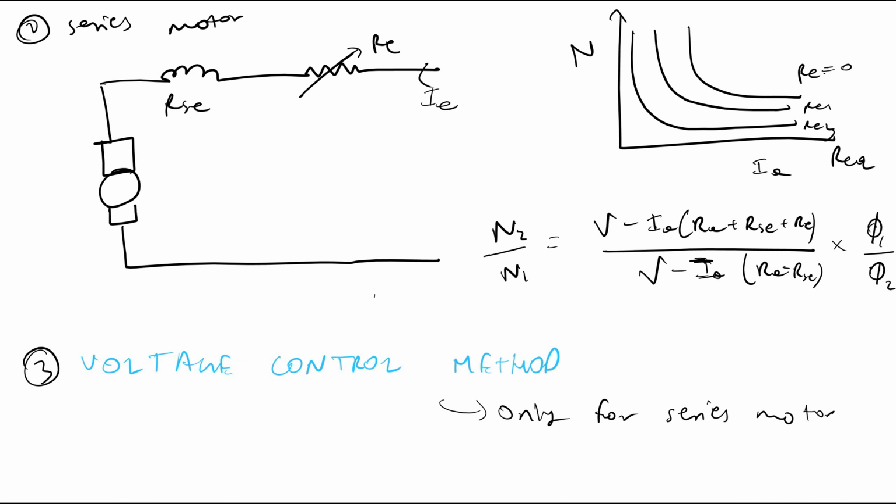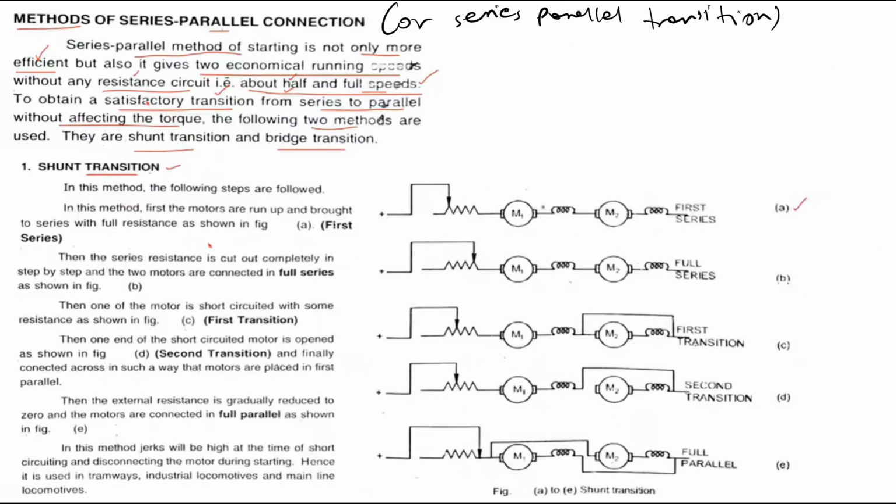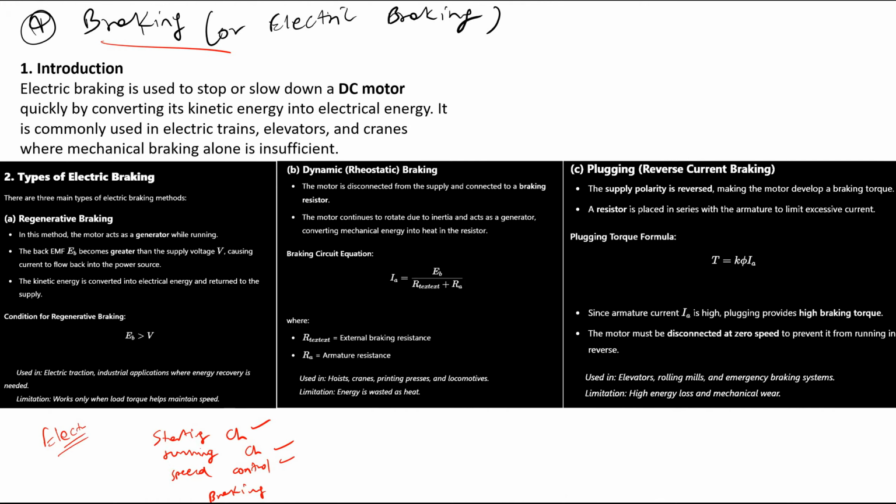These are again the same thing that we have studied till now. So braking. What does braking state? Electrical braking is used to stop or slow down a DC motor by converting its kinetic energy into electrical energy.